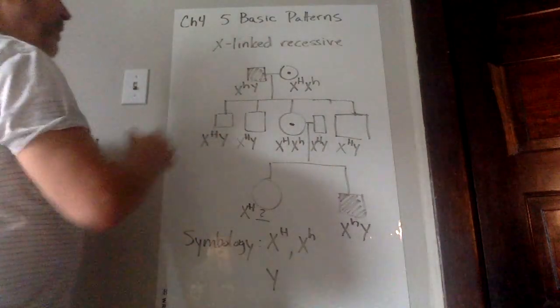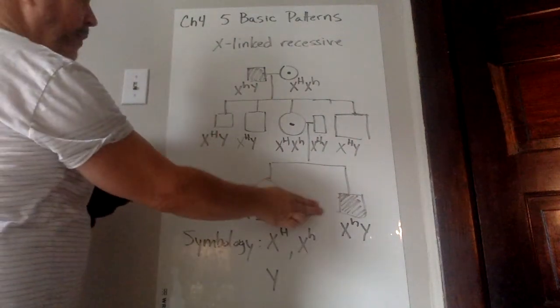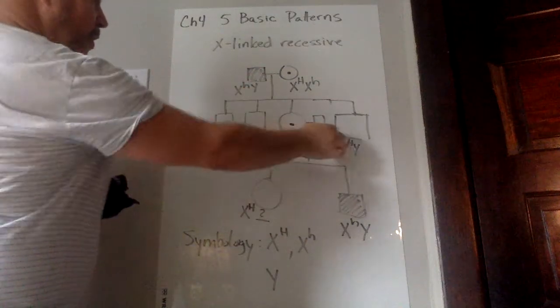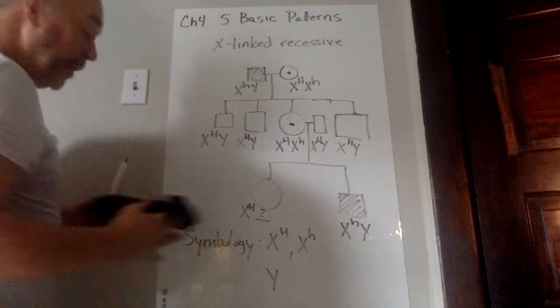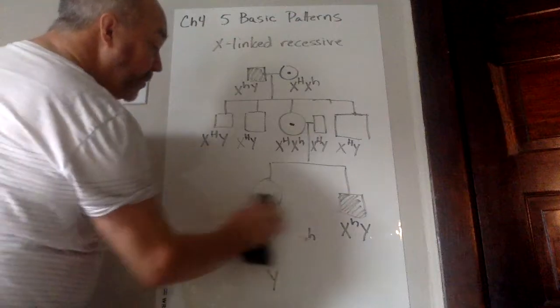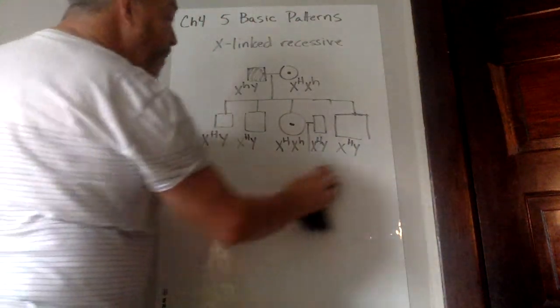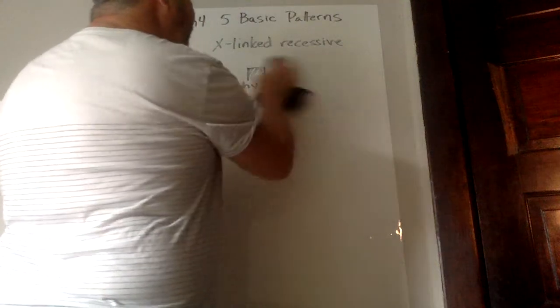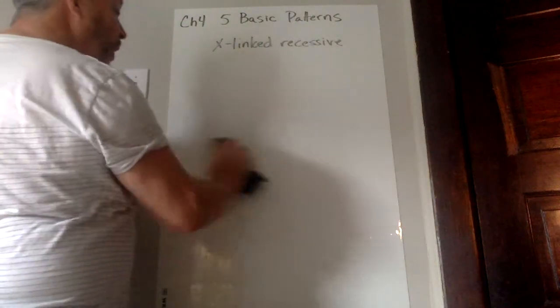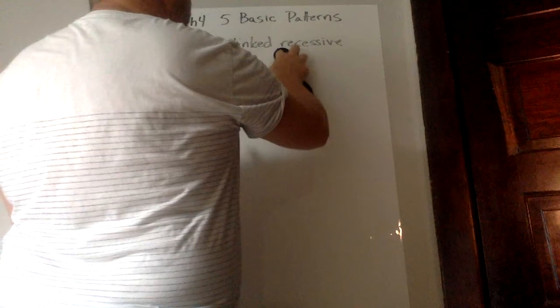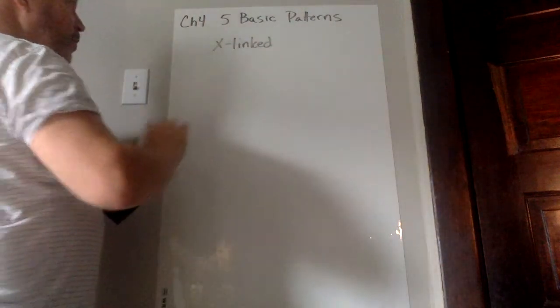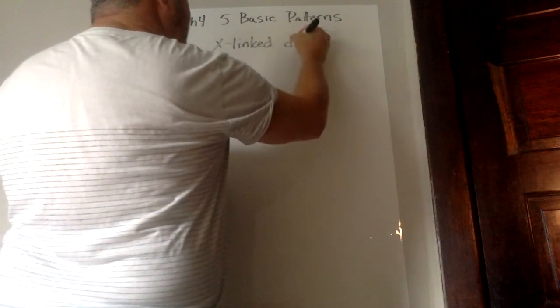So that's X-linked recessive. Only in males, skips generations. Nobody in this generation had it. And yes, it can occur in females, but I'm not going to give you that on a quiz or a test or exam. I'm going to give you the typical pattern. So if you're not X-linked recessive, you could also be X-linked dominant.